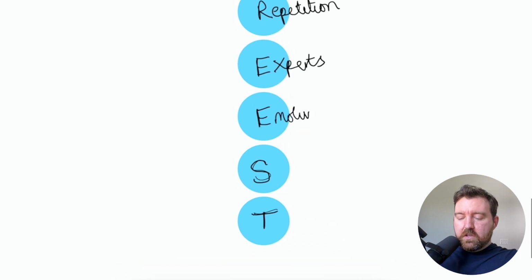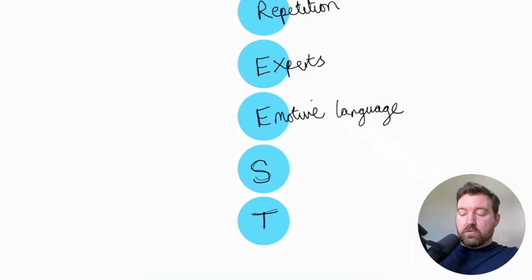Something that you might use, depending on your arguments, is emotive language to make your audience think or feel a certain way about the subject that you're talking about. You need to be careful with that depending on how light or serious the topic is. But you can definitely manipulate emotion to make things seem more persuasive over time. You're less likely to use emotive language when you're doing an information piece or a piece that's more serious.